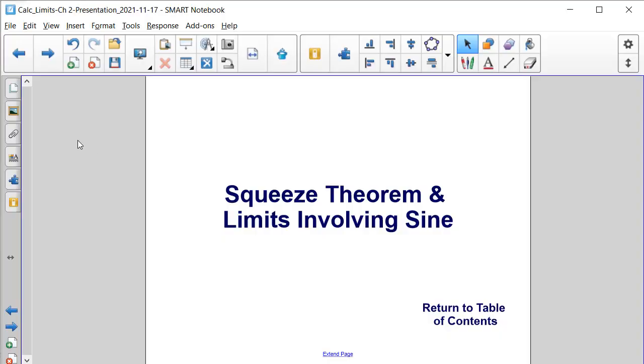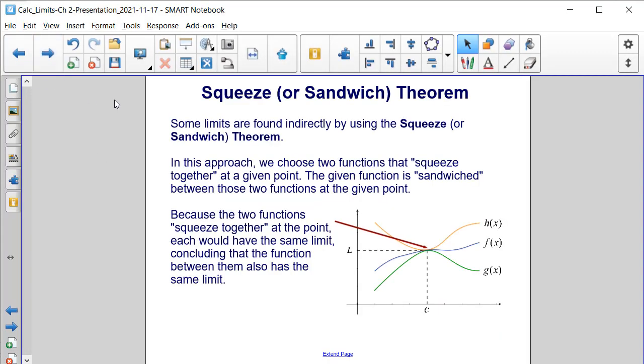Squeeze theorem and limits involving sine. Some limits are found indirectly by using the squeeze theorem or sandwich theorem. In this approach, we choose two functions that squeeze together at a given point. The given function is sandwiched between these two functions, h of x and g of x.